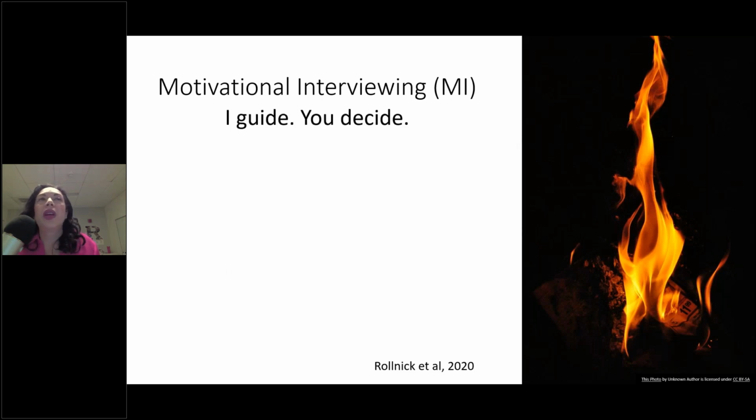Here we go. Okay, so let's talk about motivational interviewing and how it actually takes a coaching approach. So imagine if instead of lighting fires under our students, we help them to kindle their own. MI does just that. It lets us guide them while they decide. Rather than telling them what they need to do, MI draws out their internal motivation to do better, to make positive changes.